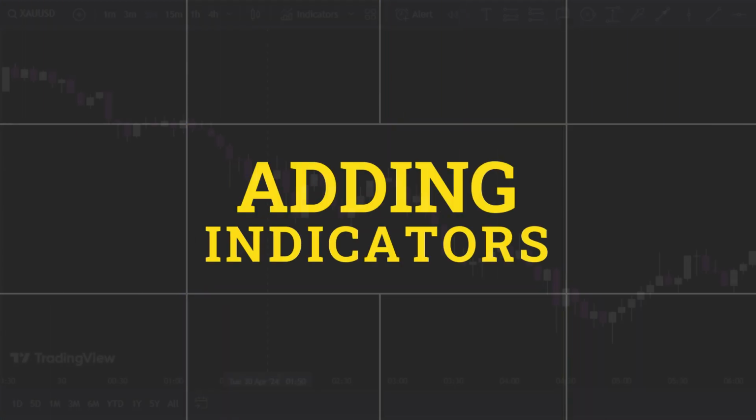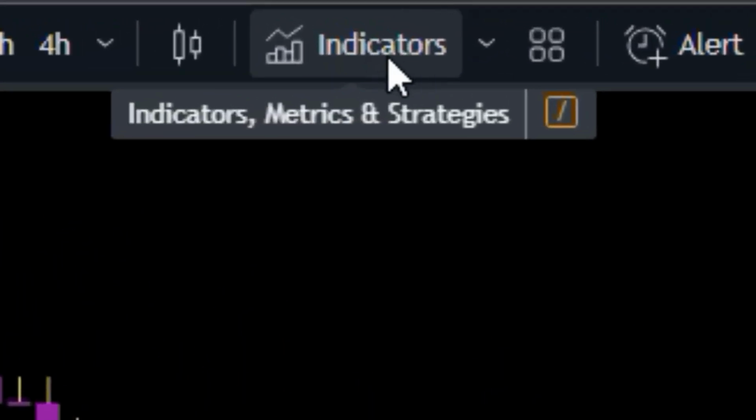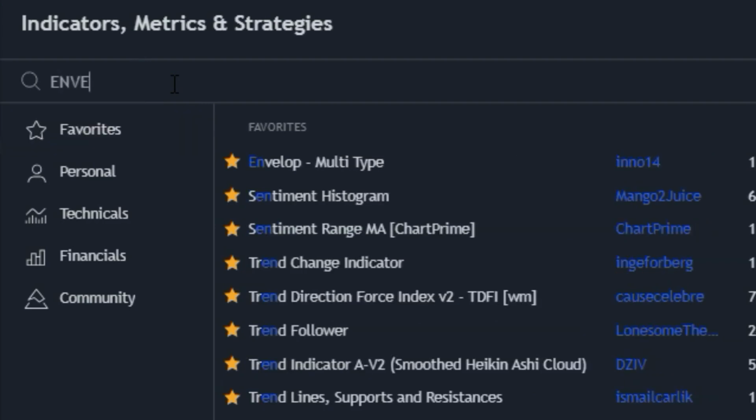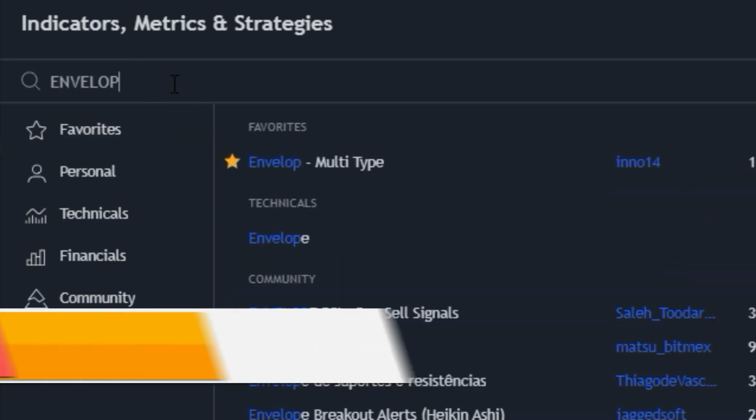Click on the Indicators tab and search for the Envelope Multi-Type indicator. Locate the indicator in the search results and click on it to add it to your chart.